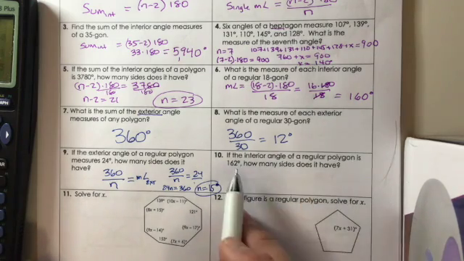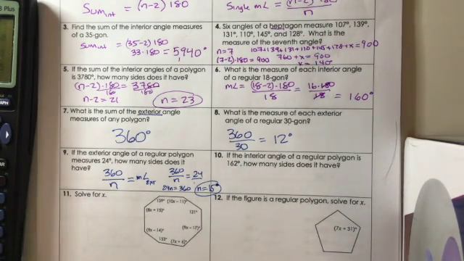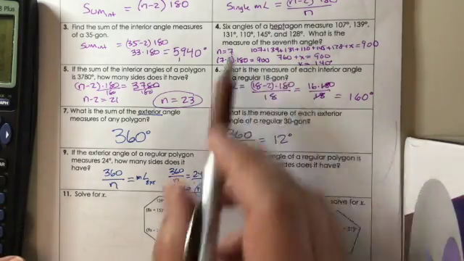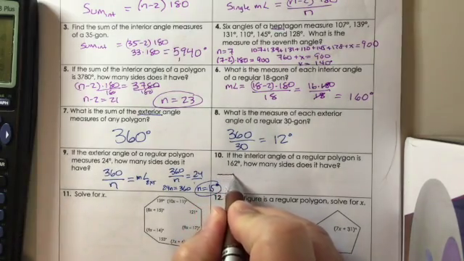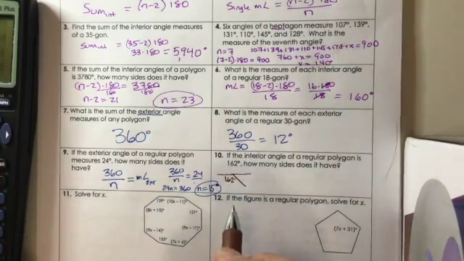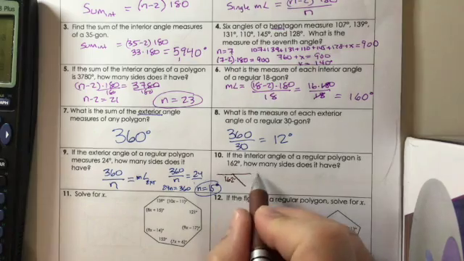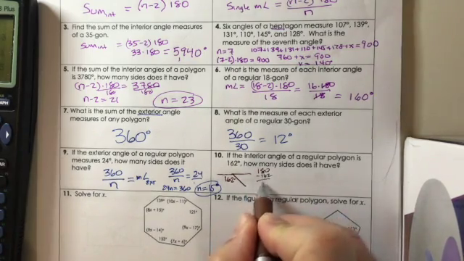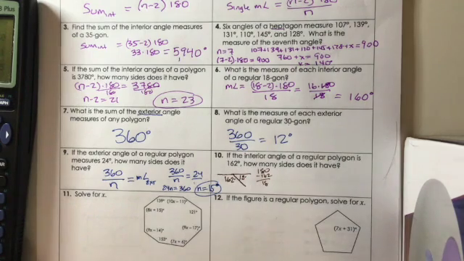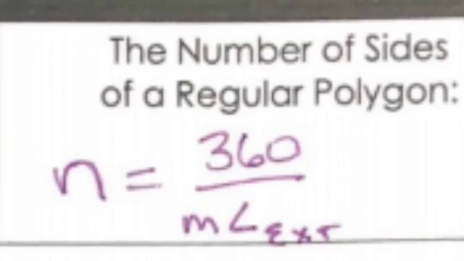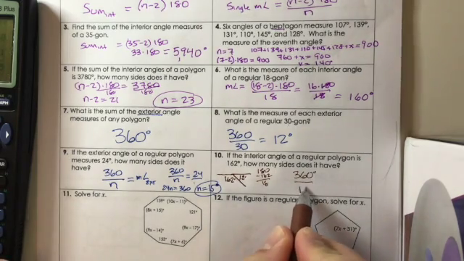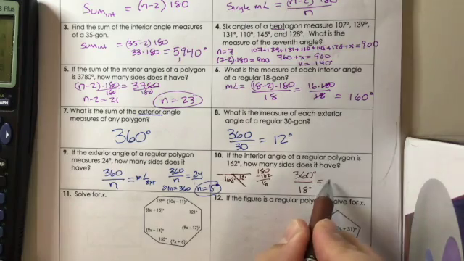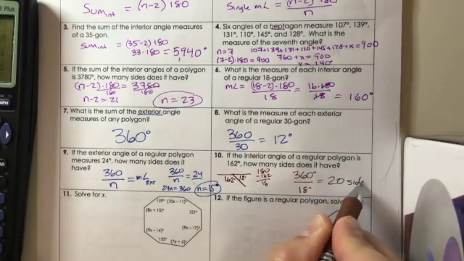If the interior angle of a regular polygon is 162, how many sides does it have? I could use the interior angle formula, but I'm going to go an easier way. If the interior angle is 162 degrees, then I can find the exterior angle by doing the supplement: 180 minus 162 is 18. And if that 18-degree angle is the exterior angle, then 360 degrees divided by 18 degrees for each one tells me that there are 20 sides.